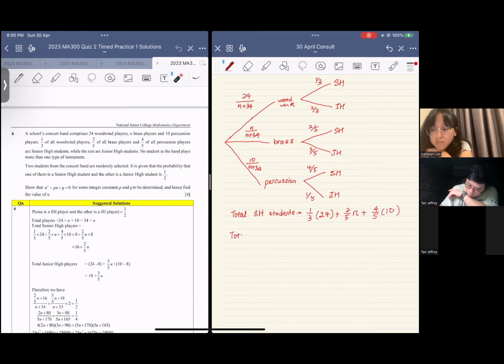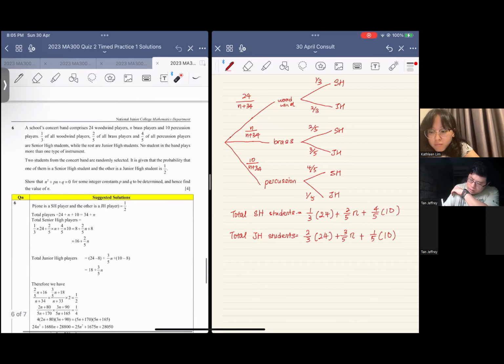The total JH students would be 2/3 of 24 students plus 3 over 5 of brass students plus 1 over 5 of 10 students. Is that okay with you? So if I add them together, I know the total student count would be n plus 24 plus 10, which equals n plus 34 overall.